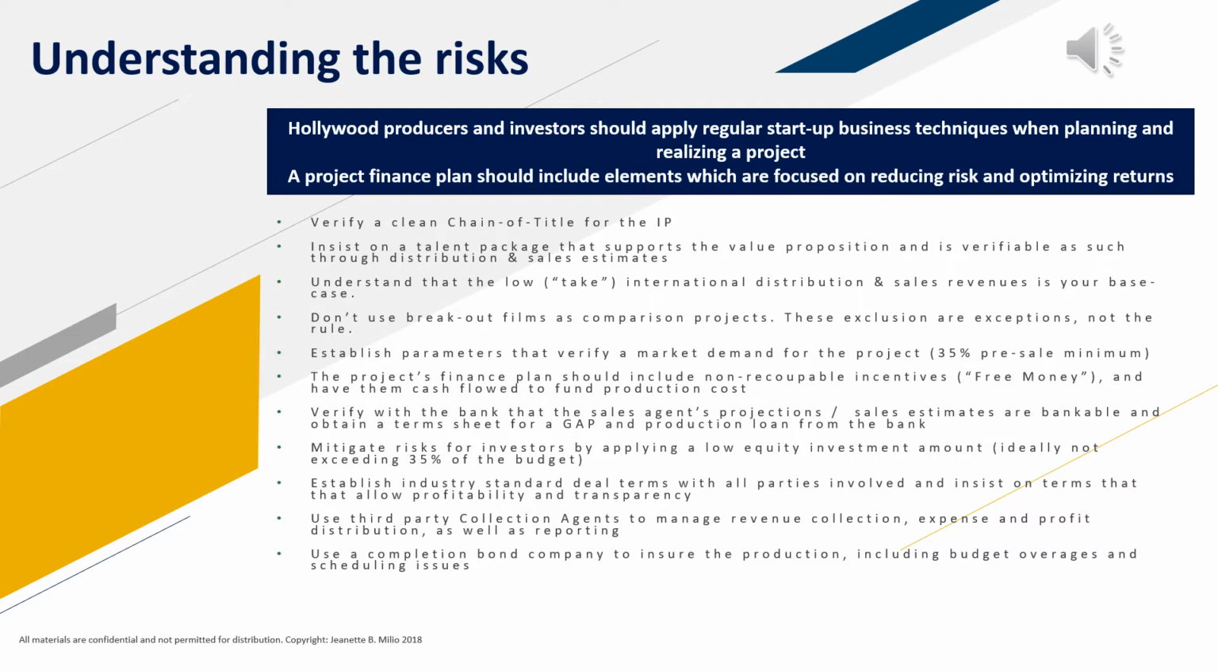Your project finance plan should always include non-recoupable incentives. We call them free money. And you have to have them cash flowed in order to have them available for your production costs, to cover them, that is. You're going to verify with your bank that the sales agent projections are bankable. You're going to verify with the bank that the actual sales agent is bankable. And you're going to talk to your bank about what the term sheet would look like in regards to the pre-sale loan that they will give you and the gap loan that they will give you and the interest that you might have to pay for it.